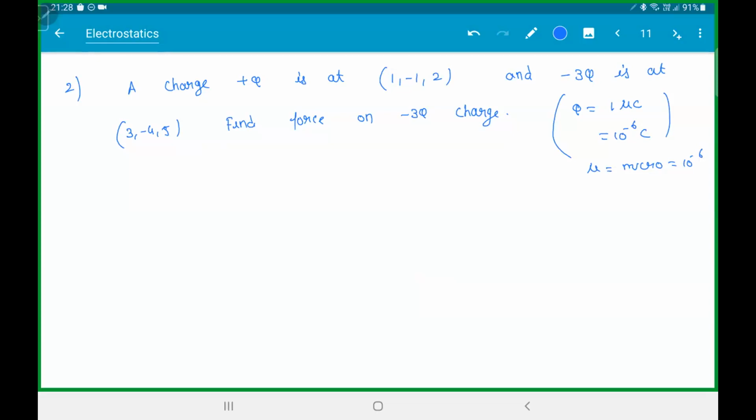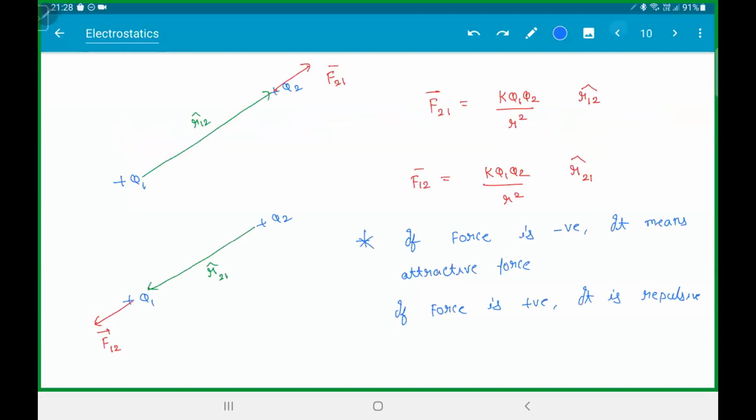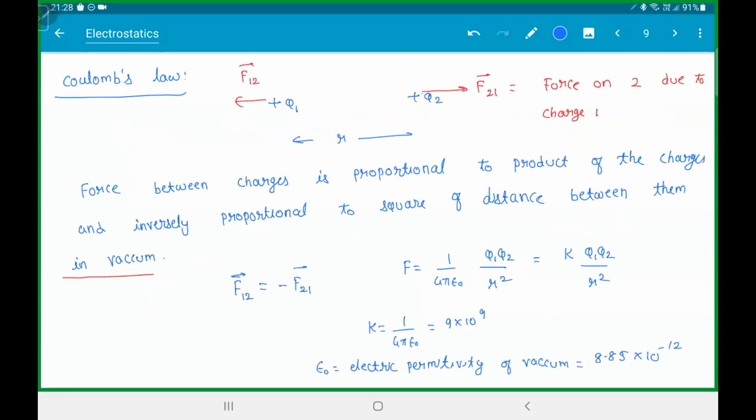Get this one, everyone. Just vectors, nothing more. What is the magnitude of the force? K Q1 Q2 by R square. What is the value of K? 9 into 10 power 9. You can write this down if you have not written it down.